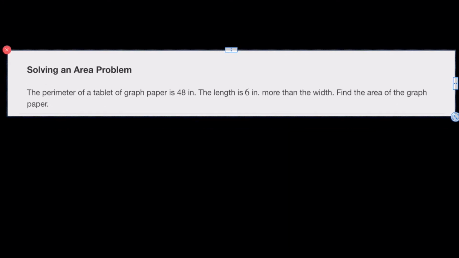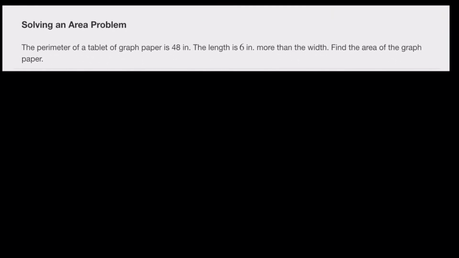So let's move on to the next one. So let's go back to another type of problem, which is the area problem. So here the perimeter of a tablet of a graph paper is 48 inches. The length is 6 inches more than the width. So find the area of the paper. So they've given the perimeter, which is 2 times L plus W, and the value is 48 inches. So 48 inches here is the perimeter, and the length is 6 inches more than the width.